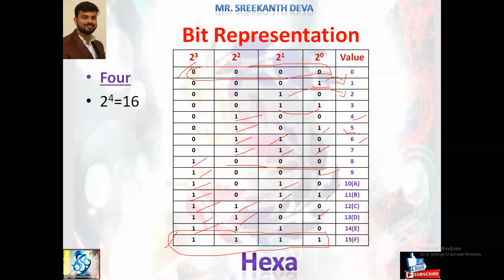Next, 8 plus 4, 12 plus 2, 14. 8 plus 4, 12 plus 2, 6. 8 plus 4, 12 plus 4, 14 plus 1, 15. So this is the construction of what?